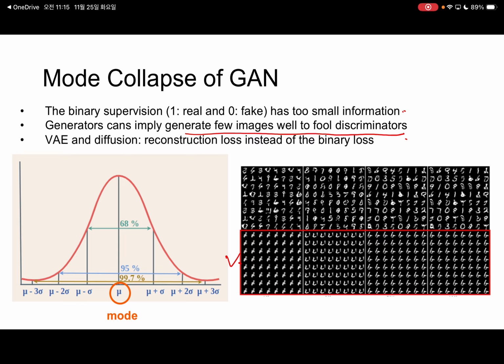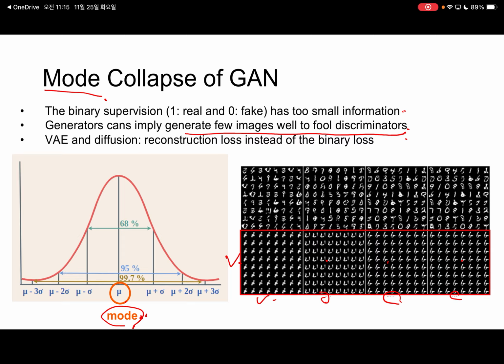As you can see, the images look almost the same, right? The generator can produce a few images well without generating diverse images. That also minimizes the loss function, right? It can still fool the discriminator, but there's no diversity-encouraging loss term. Mode is this one. When we have a Gaussian distribution, the mean is called the mode. And mode collapse means the mode is destroyed. So that is the reason why mode collapse happens.